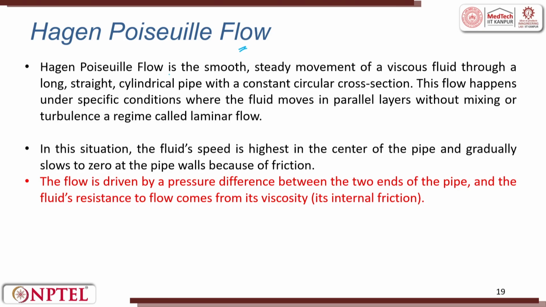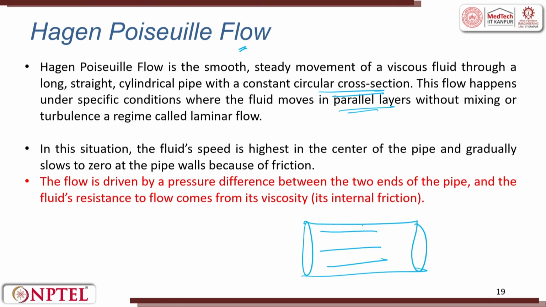The Hagen-Poiseuille flow is the smooth, steady movement of viscous fluid through a long, straight cylindrical pipe with a constant cross-section area. This flow happens under a specific condition where the fluid moves in parallel layers. Suppose you have a cylinder, so the fluid flows in parallel without mixing, a regime called laminar flow.